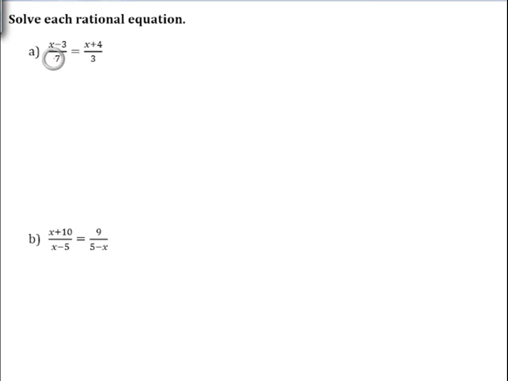Our first example, x minus 3 over 7 equals x plus 4 over 3. So we have two fractions that are equal to one another, and so we can cross multiply. So we can multiply the top of one fraction to the bottom of the other fraction. So we will take 3 times x minus 3. That's taking the numerator of the first fraction times the denominator of the second fraction. And then we'll take 7 times x plus 4. And these would be equal to each other then.